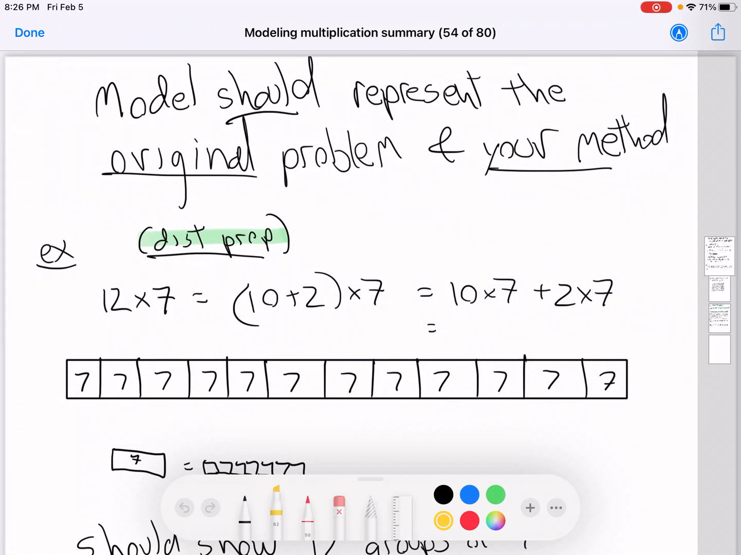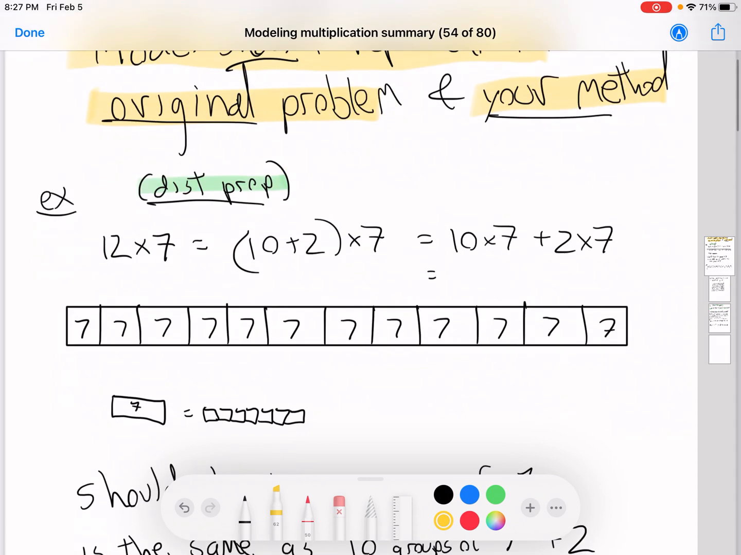This is a summary of modeling multiplication problems. So again, a model should represent the original problem and your method and make it clear how your method solves the original problem. So these first examples will deal with the distributive property.